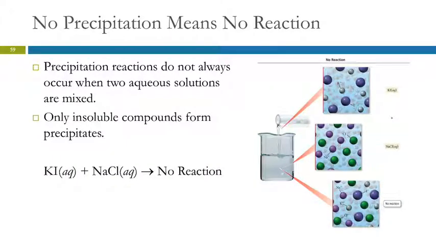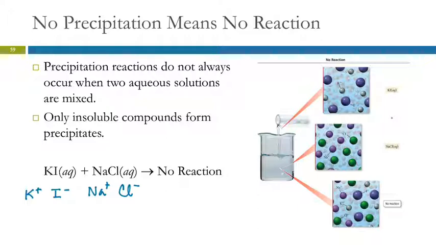Precipitation reactions don't always happen. It depends on what the ions are. So here we've got potassium iodide and sodium chloride. So we can write equations for the possible reactants. We could look at what are the ions that are present. There's potassium ion and iodide ion, sodium ion, and chloride ion.